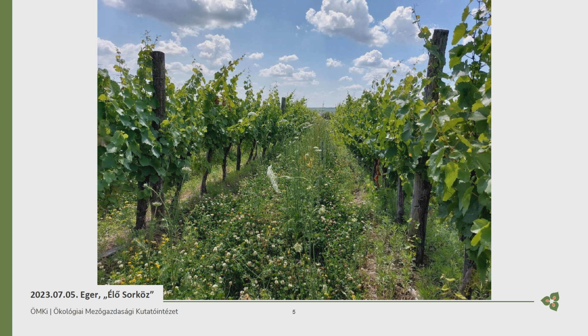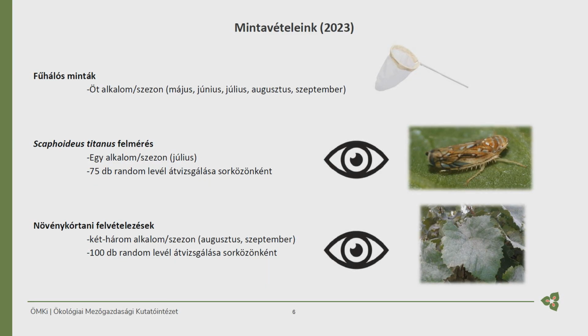And this is what the cover crops look like in one of the Eger sites. This is growing a little too high. Normally it's lower, but normally they clean the cover crops from under the vines. Of course, it's only in between the vines, the rows of vines.